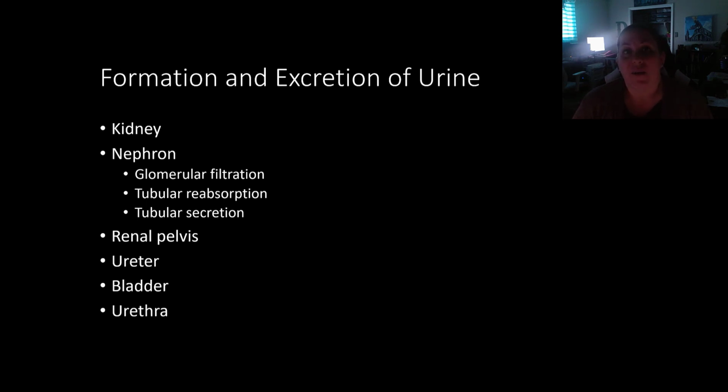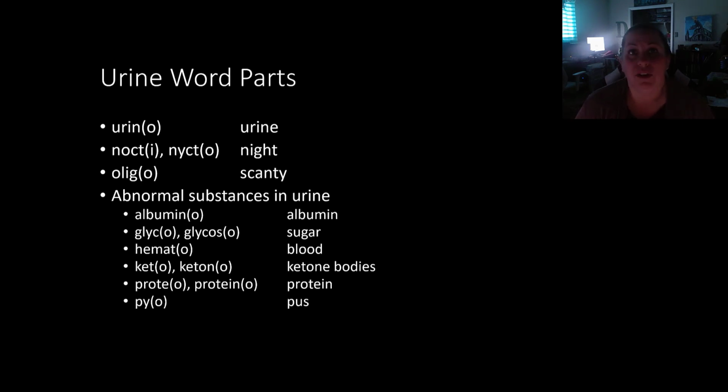Again, this is going to continue to happen until the urine enters into the renal pelvis, goes into the ureter, draining to the bladder, and then finally out of the body through the urethra. So again, we have some urine word parts here. We have uro, which means, of course, urine. You have nocti or nocto, which is going to be for night. You have oligo, which is going to be scanty or not very much.